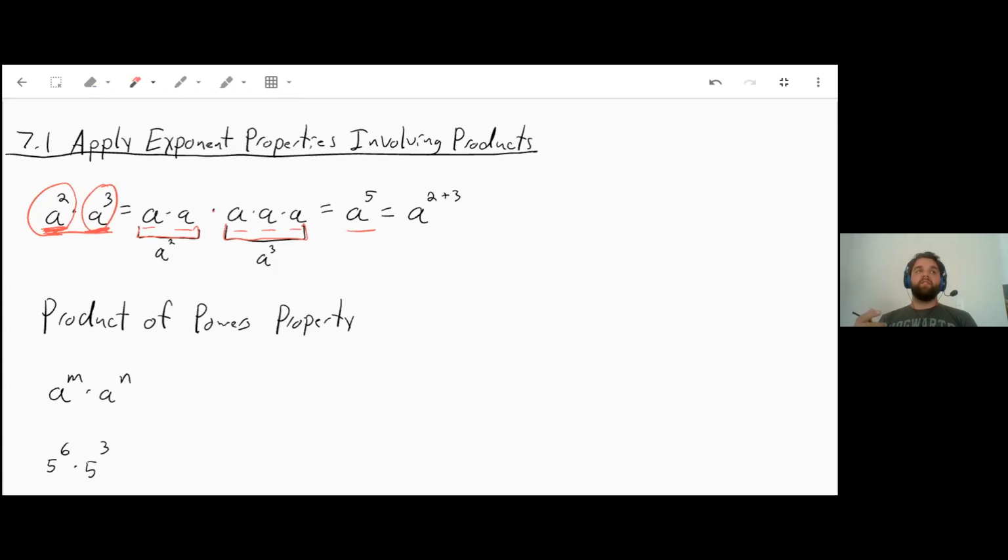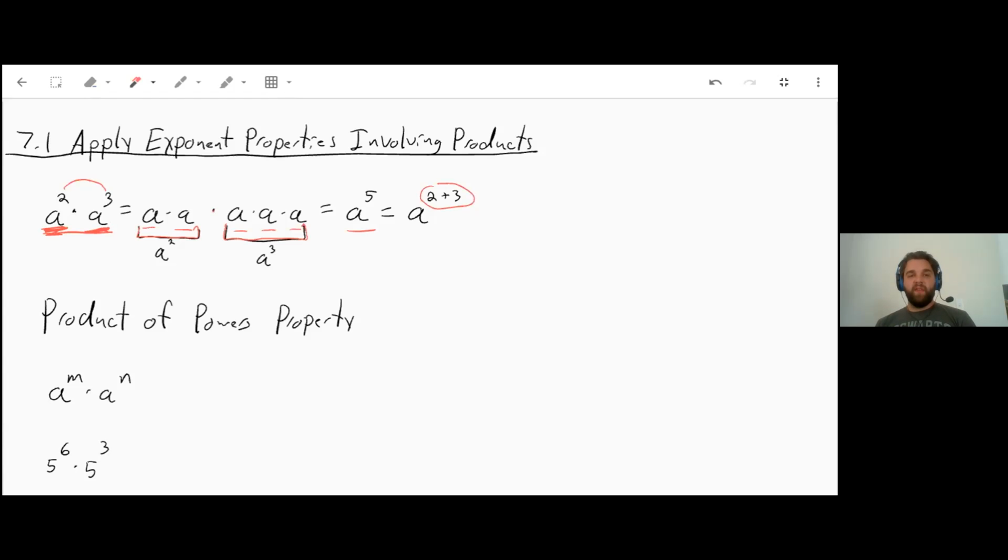So if we wanted to take a step back and come up with a general equation we could use, since we started with an a squared times a to the third, and we ended with an a to the fifth, we can get there by just adding together our 2 plus 3. So that is actually the product of powers property: when you're multiplying two numbers together with the same base, it's the same as if you just add their exponents together.